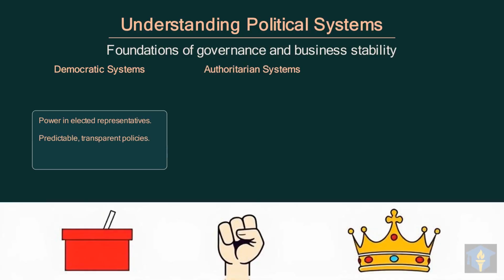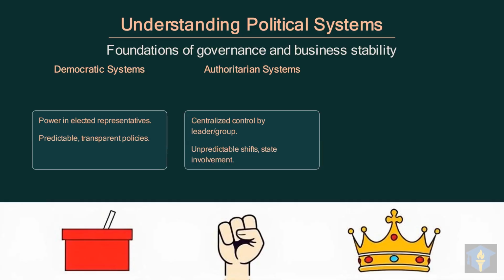Next, we examine authoritarian systems, which follow a different governance model. These feature centralized control by a single leader or small group making decisions. They often involve unpredictable policy shifts and significant state involvement in business.